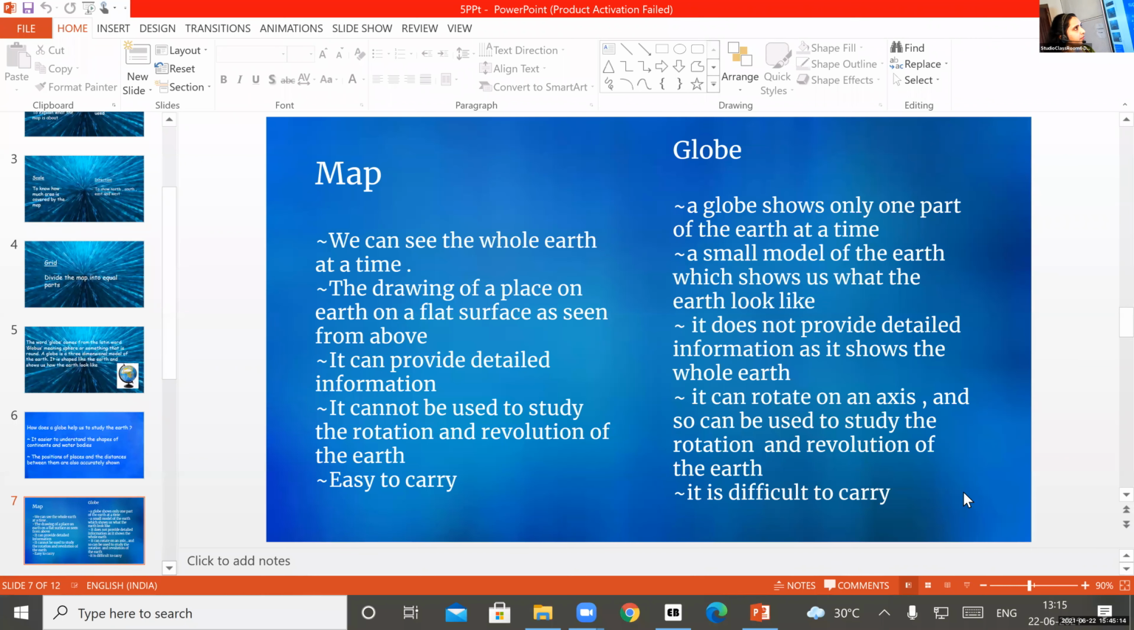Okay? Now, today we are going to learn the important points and the lines on a globe. All these points we have already discussed in our previous class. Are you ready? The important points and the lines on a globe.